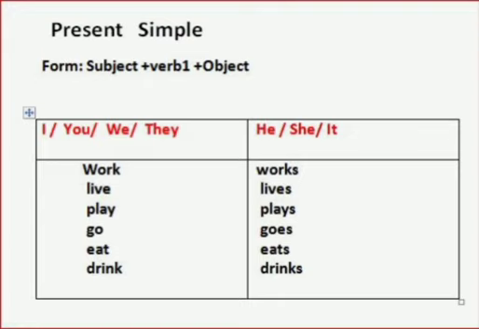Okay, so he, she, it. In the simple present form, you want to add s or es. For example, my name is Nisha. I'm writing a sentence like Nisha works as a teacher. So what is the verb here? Work. I added s along with the verb.